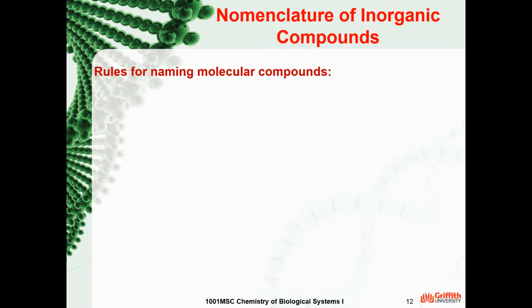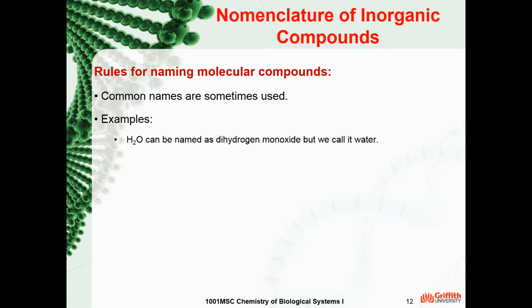Sometimes we use common names for frequently used compounds. For example, H2O. We don't usually name it as dihydrogen monoxide, we call it water. Another example is NH3, which is called ammonia, and we don't need to use the proper naming system.